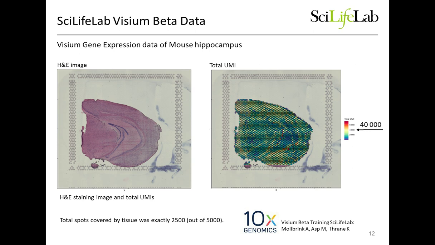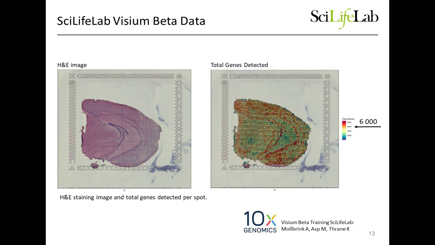To the left, we have H&E stained tissue with a border around, as I just mentioned. And to the right, we see the total number of unique molecules, or UMIs, detected per spot. And since the scale bar is not very clear, I can point out that all the spots that are bright yellow got around 40,000 UMIs each. Now to the right, we have the total number of genes detected per spot instead of UMIs. And here, bright orange is equivalent to 6,000 genes.